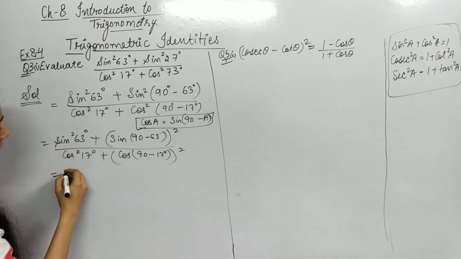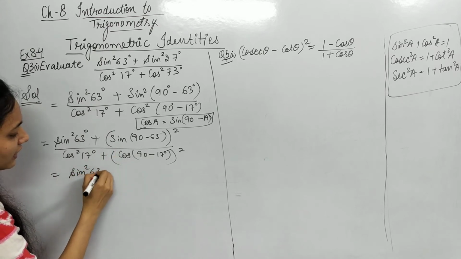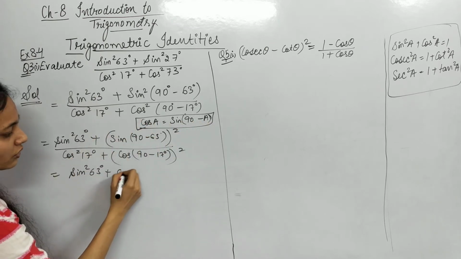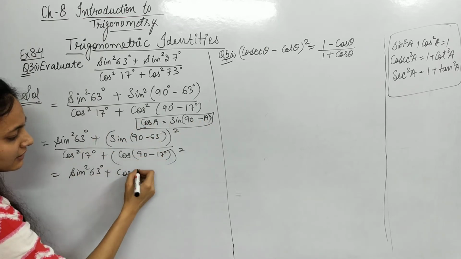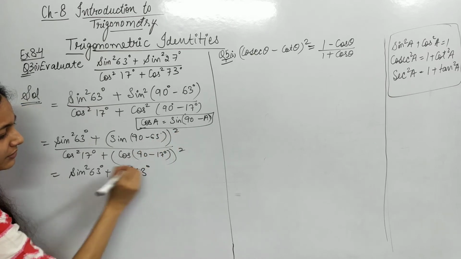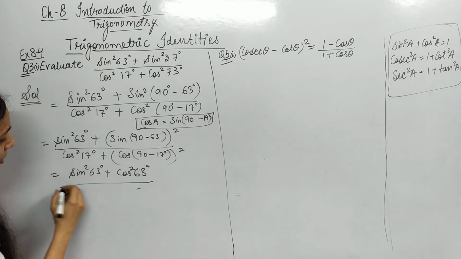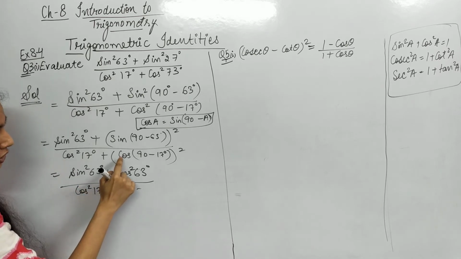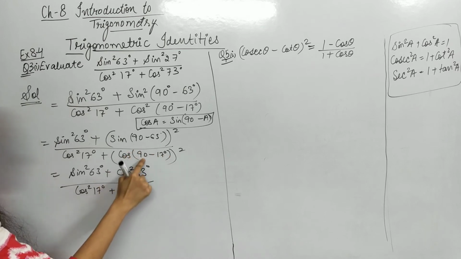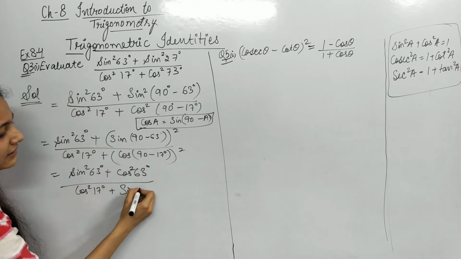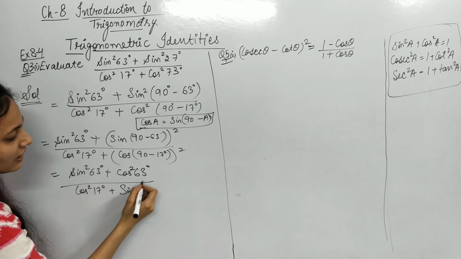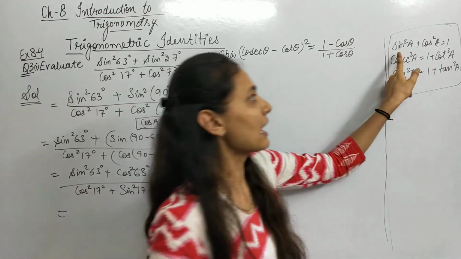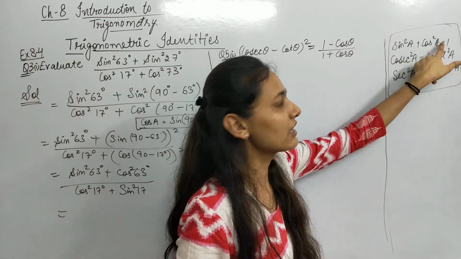So sine square 63 degree, sine 90 minus A gives you cos A. So here gives you cos, what is A here, 63 degree, and square comes here. Similarly in denominator, cos square A 17 degree plus cos 90 minus 17. Cos 90 minus A gives you sin A. A is 17 degree and square will come. So you are with trigonometric identity that sin square A plus cos square A is equal to 1.